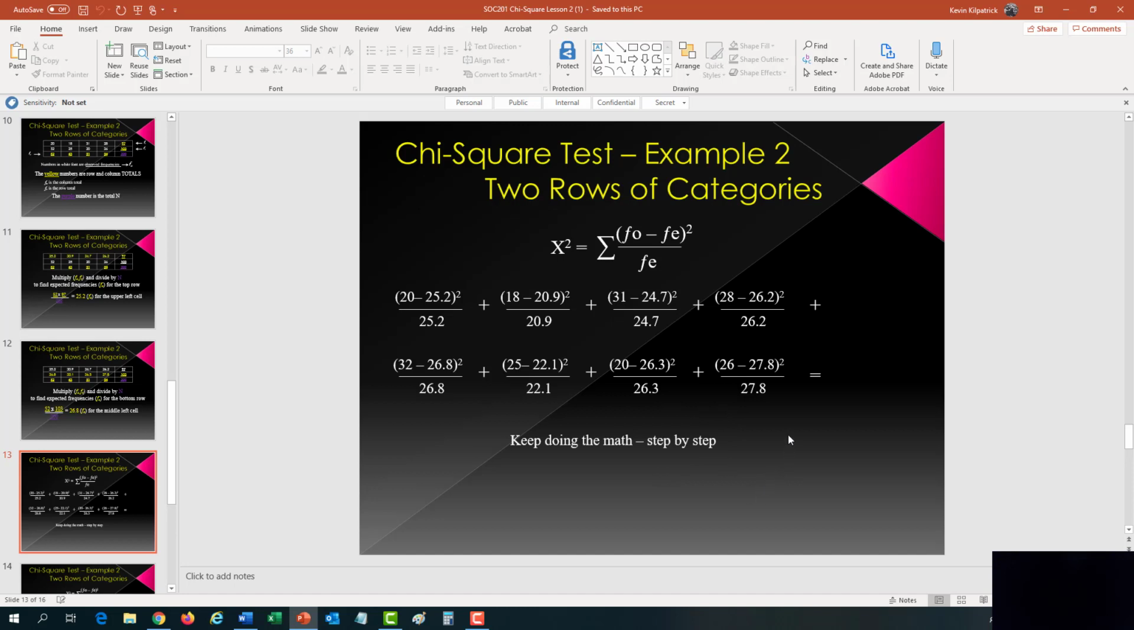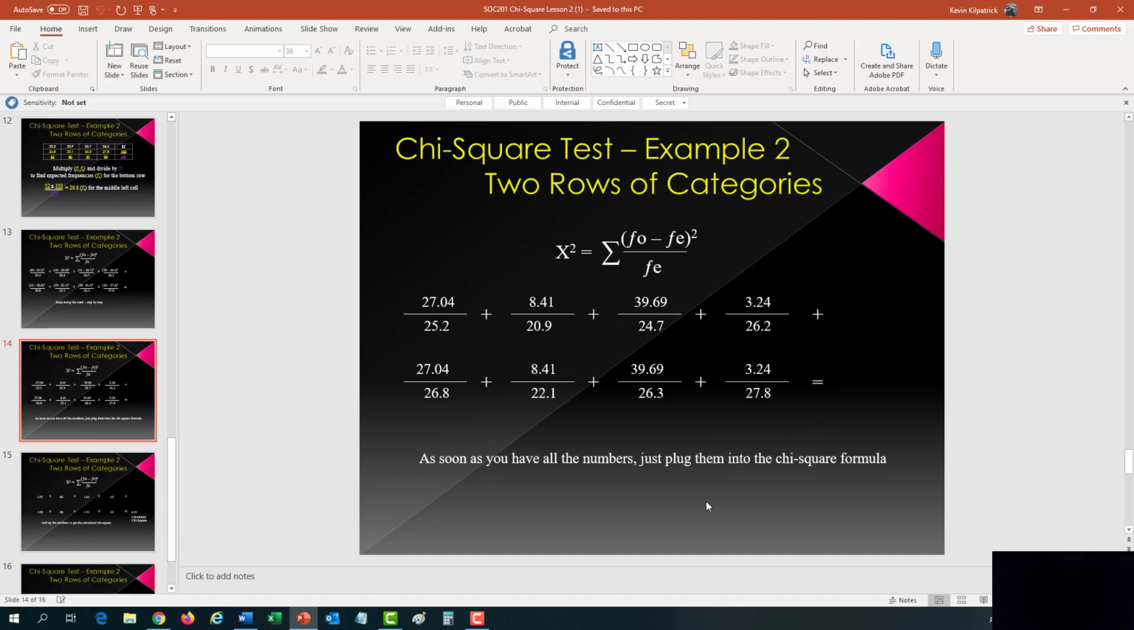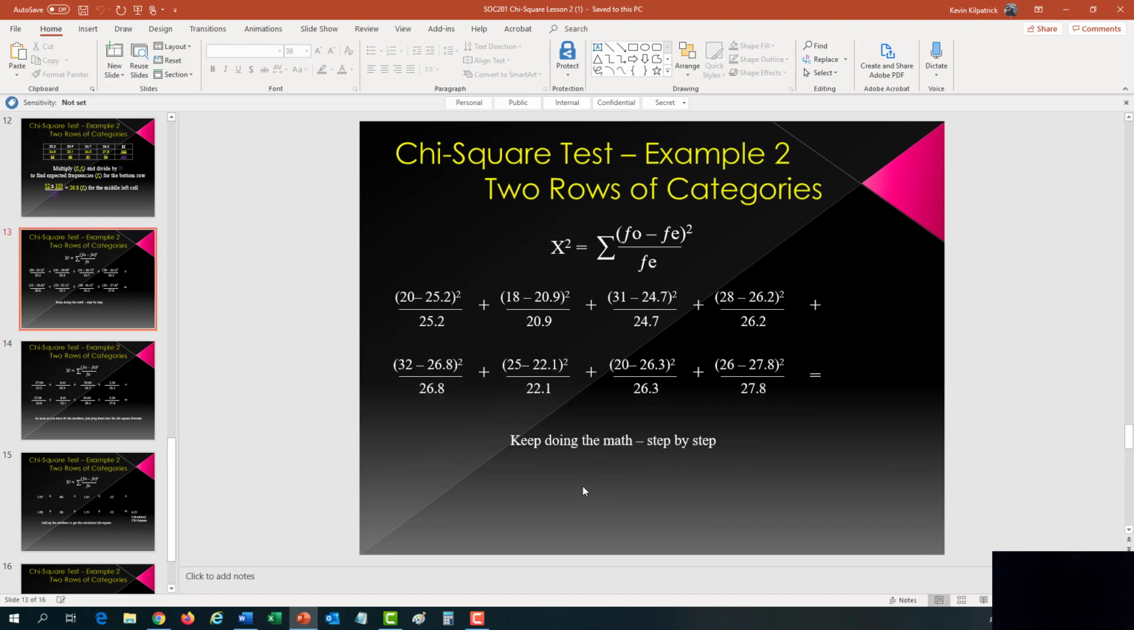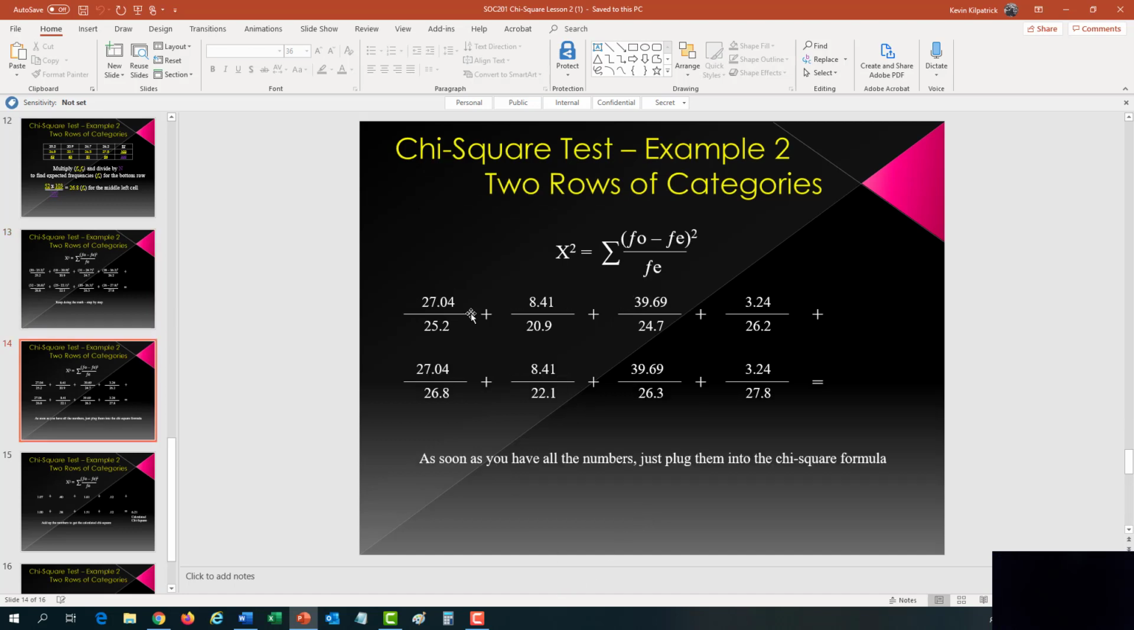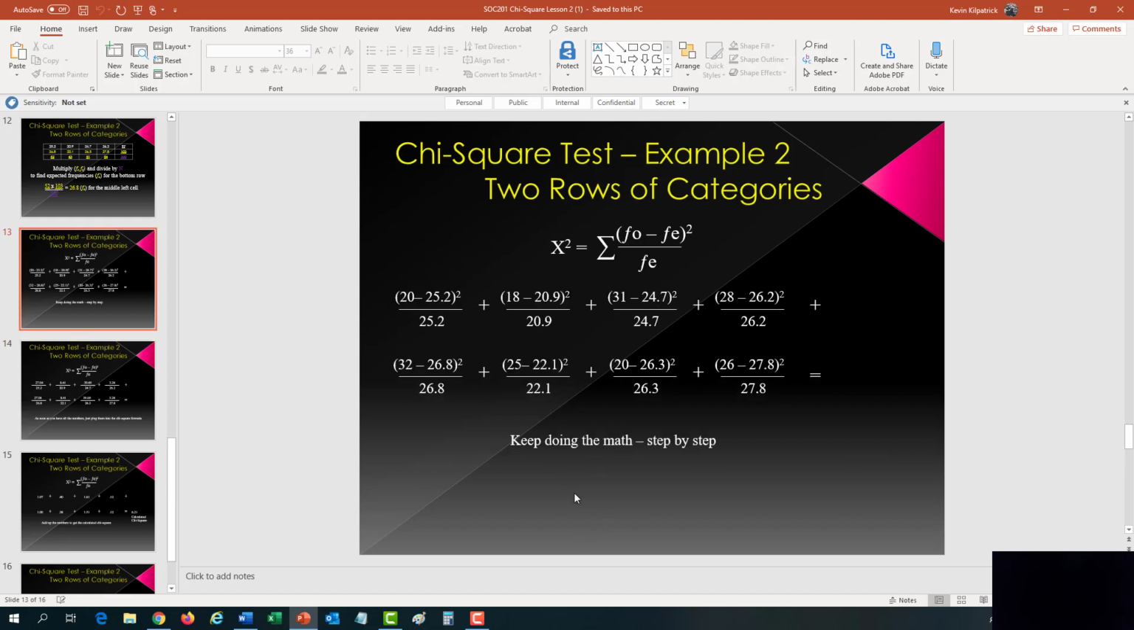So after you have all these fractions set up, you just start doing the math. And here is the next sequence of numbers. I did the math for the numerator in the fraction for every fraction. So I come up with these 8 fractions, okay? 27.04 divided by 25.2, right? How did I get that?